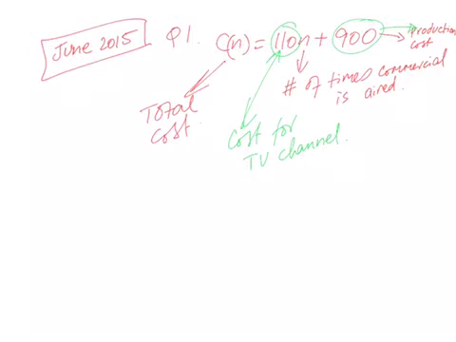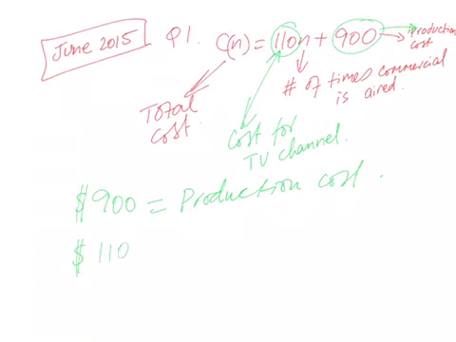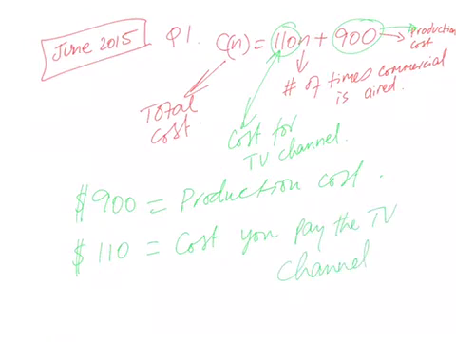So look for a choice that explains, defines, or describes the situation. So 900 is the production cost and 110 is the cost you pay the TV channel. Okay, so which choice would that be? Answer choice 3.